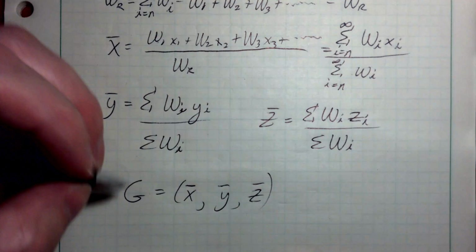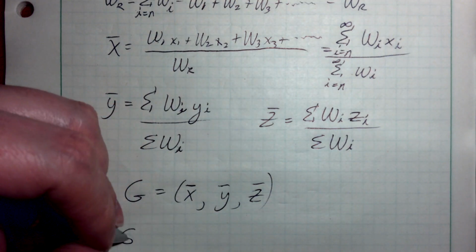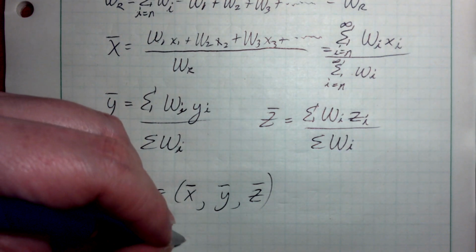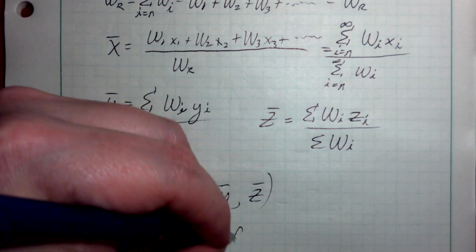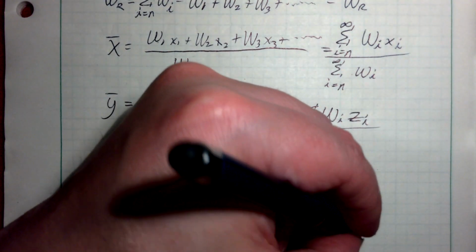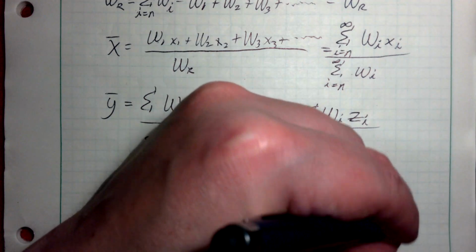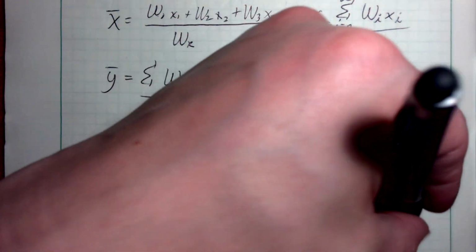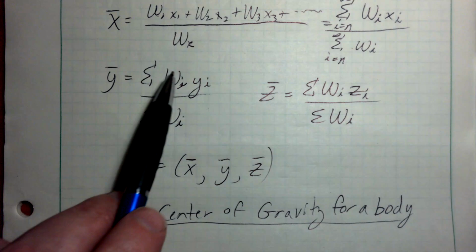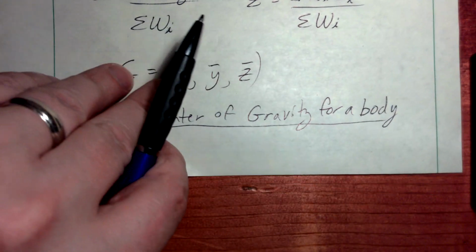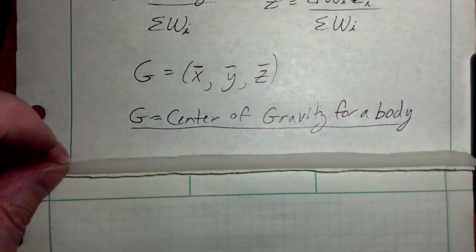Well, what if I wanted to find the G, or the center of gravity, for a body? So not an individual or a set of individual weights where I would just add them up. What if I wanted to look at some continuous body or some continuous object, some continuous shape, a volume, if you will?